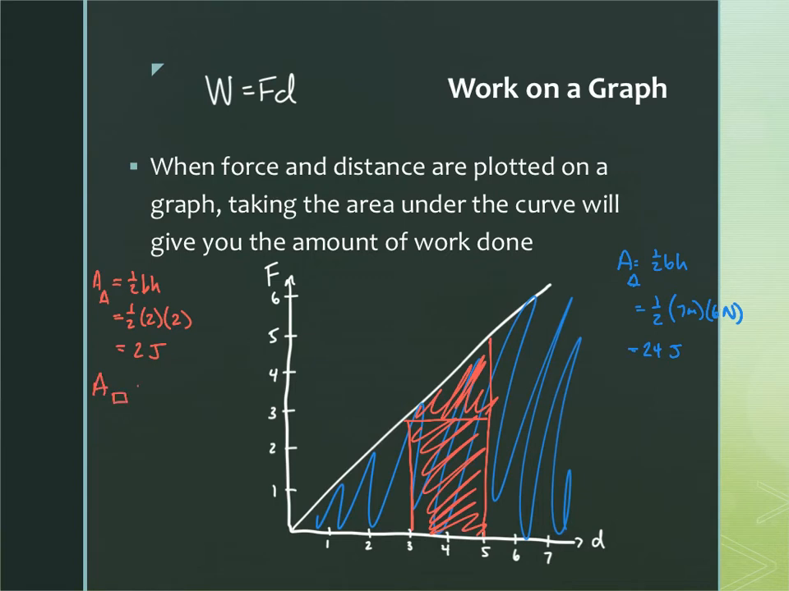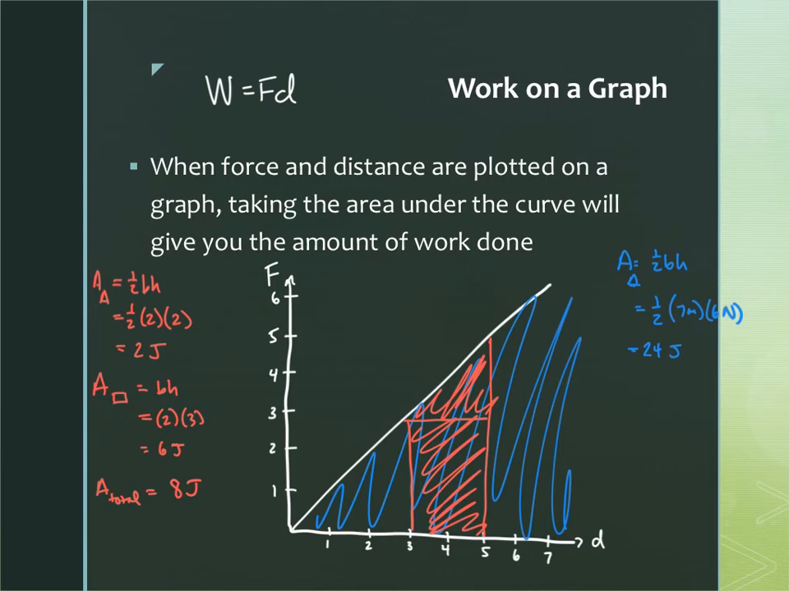So that's 2. And we get 2 joules right here. Now the rectangle part is just base times height. We go from 3 to 5, that's 2. And our height is from 0 to 3. And we get 6 joules. And we add it all up for a total of 8 joules for that entire segment. So that's how you find work on a graph.